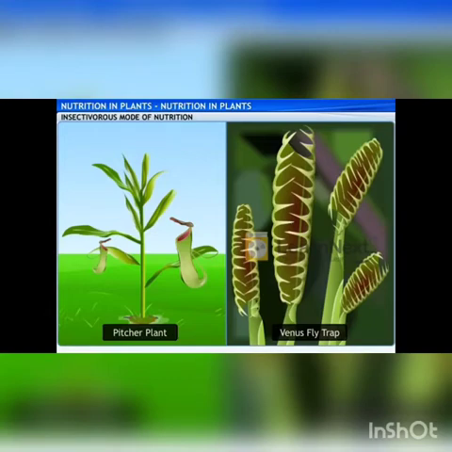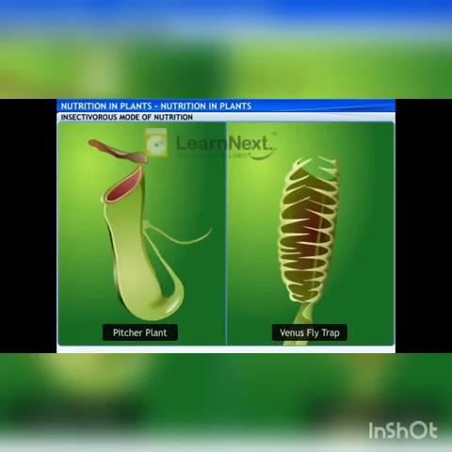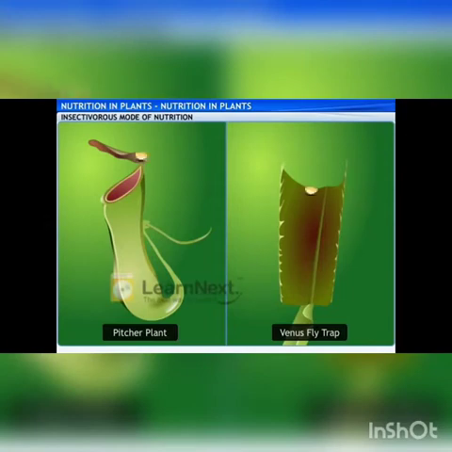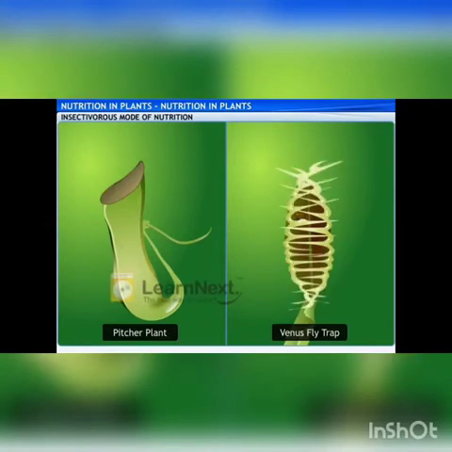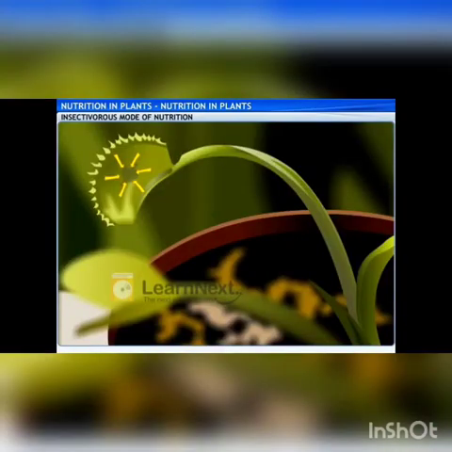Due to a lack of nutrients like nitrogen and other minerals in the soil, their leaves are modified to form a trap with hairy walls that can capture insects. Once an insect enters the trap, the lid closes, and the prey gets entangled in the hair. The plant then digests its prey to obtain the required nutrients.